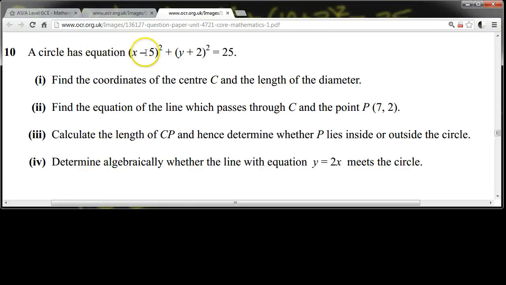A circle has equation (x − 5)² + (y + 2)² = 25. Find the coordinates of the centre C and the length of the diameter. Find the equation of the line which passes through C and the point P (7, 2). Calculate the length of CP, and hence determine whether P lies inside or outside the circle. Determine algebraically whether the line with equation y = 2x meets the circle.